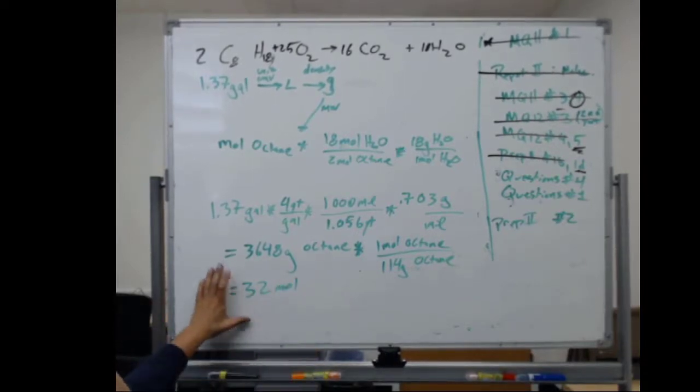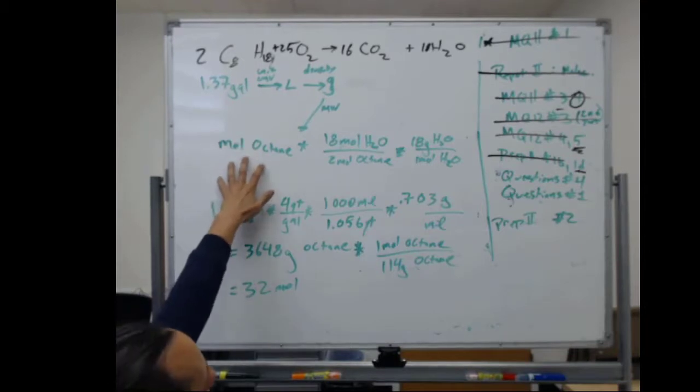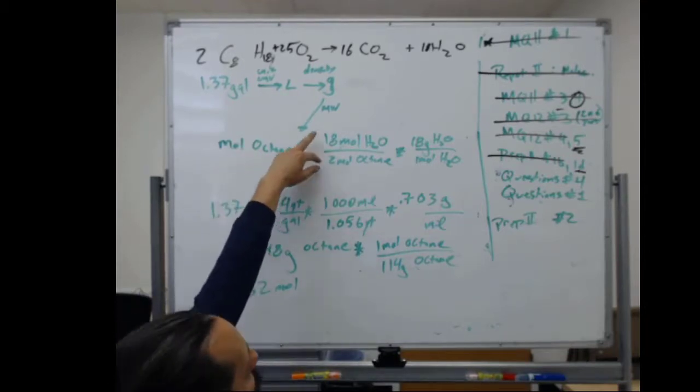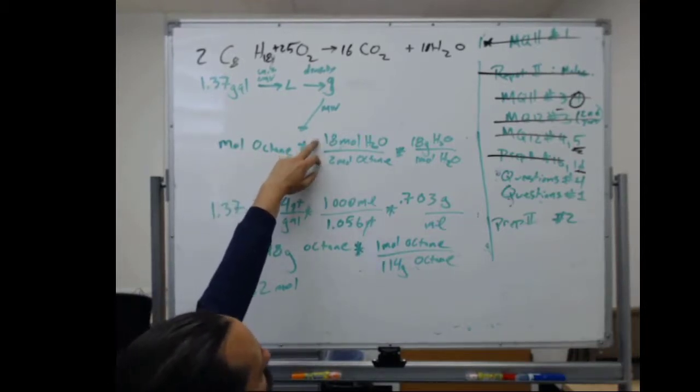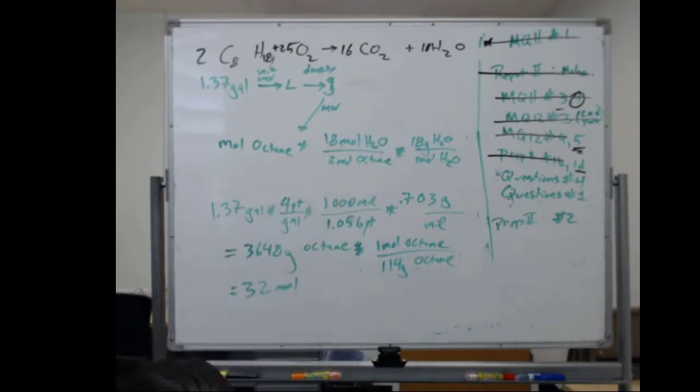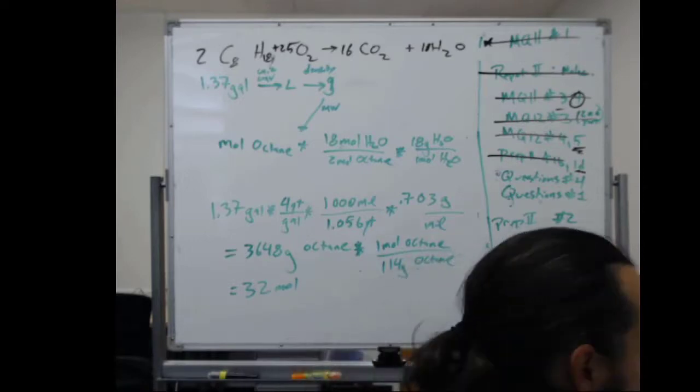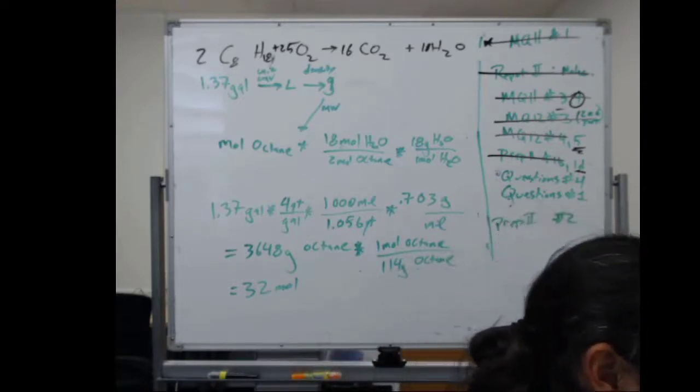So I can now take this 32 moles, plug it in for my moles of octane, use my mole ratio of water to octane and my molecular weight of water, and that should get me my grams of water. 32 times 9 times 18. And I should have 5,184.